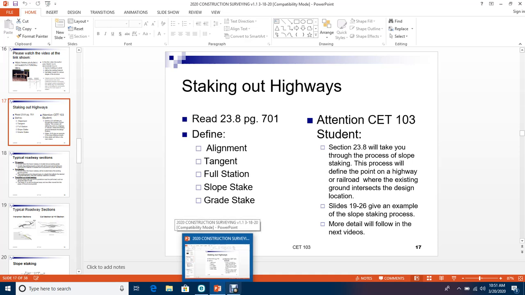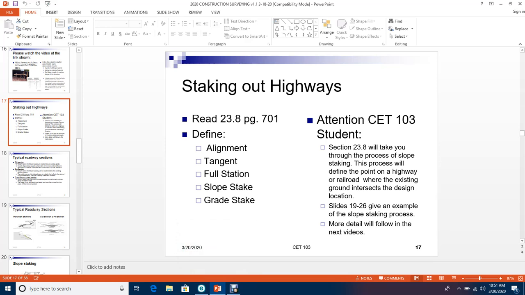Good day, everyone. Today we're going to start with staking out highways. By now, I hope you've done the reading on section 23.8, page 701 of the textbook. There are a few key components we need to know about staking out a highway.